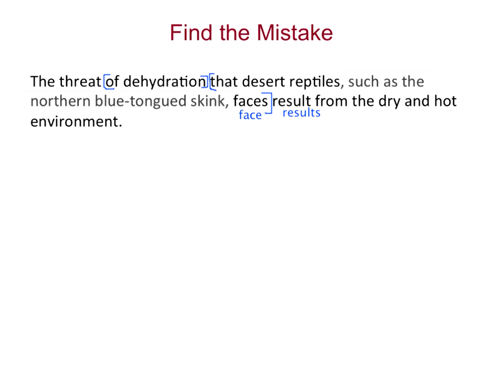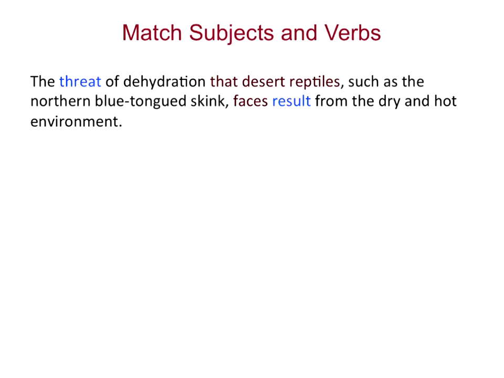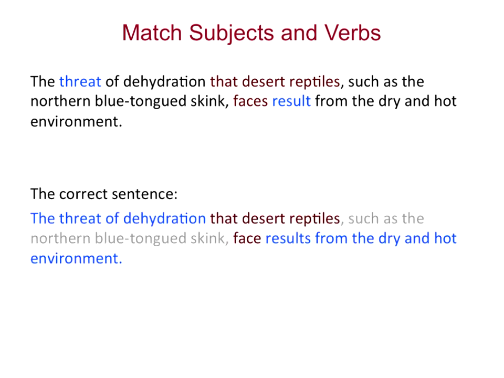What is that threat? Oh, it's a threat of dehydration. Who suffers from the threat of dehydration? Oh, it's the desert reptiles that face this. Yeah, exactly. So here's what's going on here. That desert reptiles face is the modifier. The threat results from is the core sentence. So this is still the incorrect version at the top of the screen. The correct version is down here. The threat results from the dry and hot environment. That threat of dehydration is something that desert reptiles face.